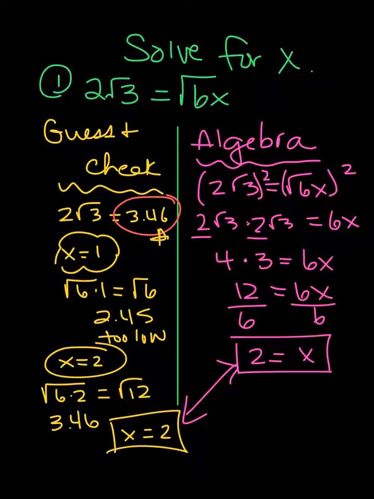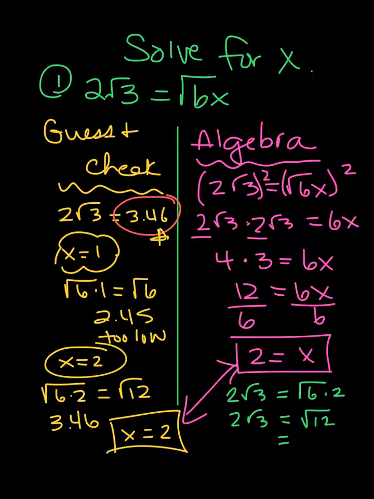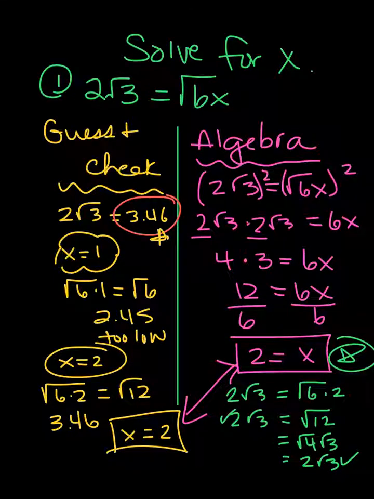So I'm going to go back into my original problem where I have 2 root 3 is equal to the square root of 6x. So now that I know x is 2, I'm going to multiply that. So 2 root 3 on the left-hand side is in simplest radical form. On the right-hand side, I have the square root of 12. The perfect square that goes into 12 is 4, so I have 2 root 3, which matches what I have on the left-hand side. So I know that I'm correct in my answer of x is equal to 2.